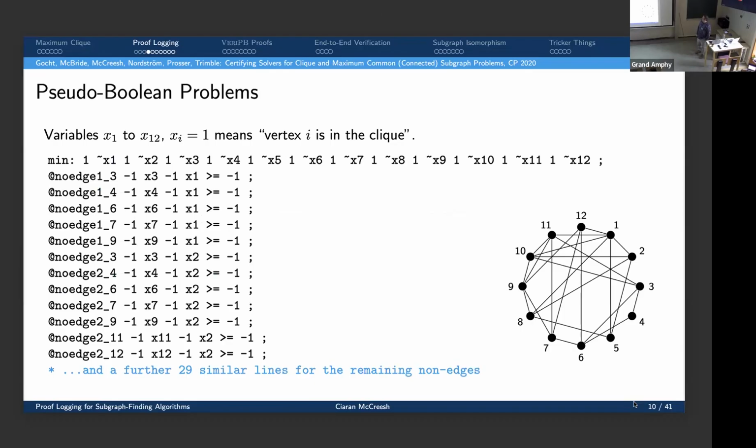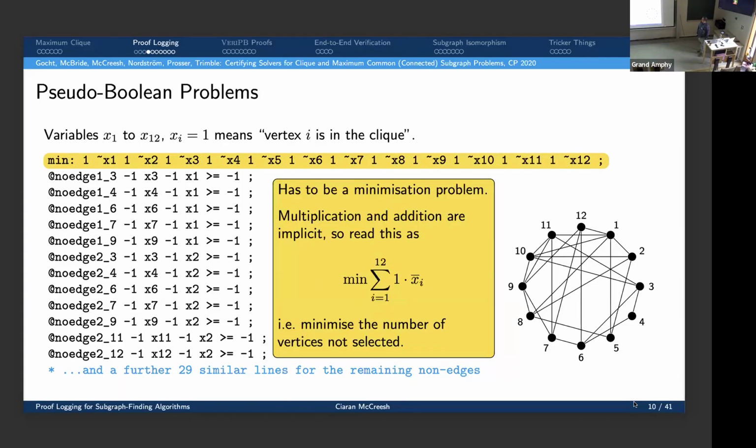Okay, so a pseudo-Boolean encoding for clique. We have 12 vertices here. I'm going to give you variables x1 through x12. x1 being true means that vertex 1 is present in the clique, and so on. We want to maximize the number of vertices that are present in the clique. VeriPB works with minimization, so we're going to minimize the number of vertices not in the clique.